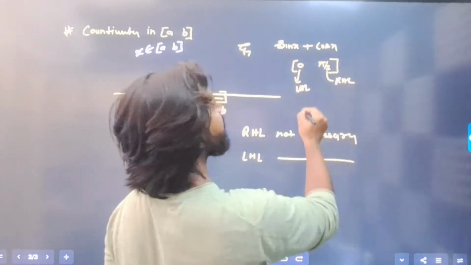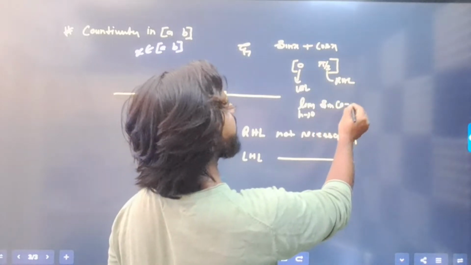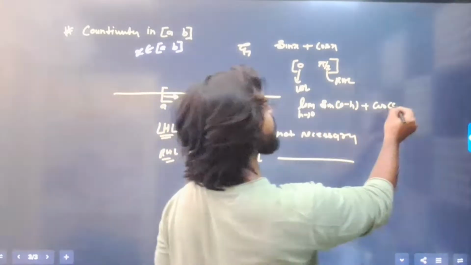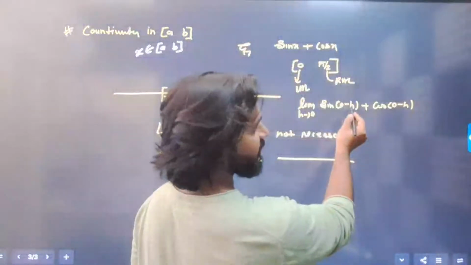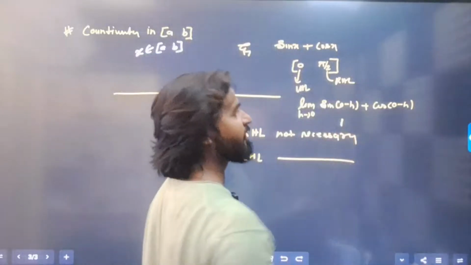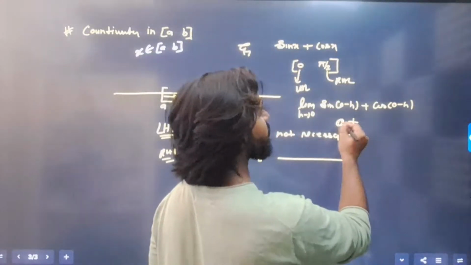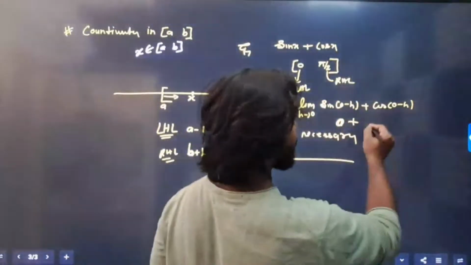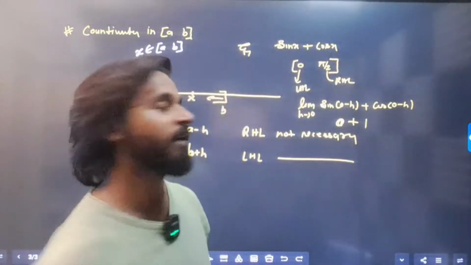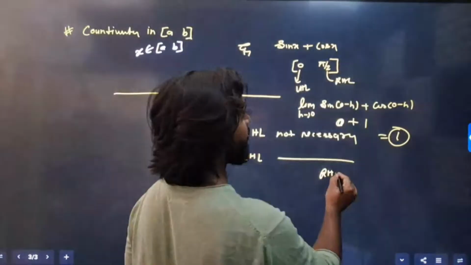LHL means limit h tends to 0 of sin(0 minus h) plus cos(0 minus h). Sin 0 value is 0, sorry, and cos 0 value is 1. So LHL is 1. Now find RHL.